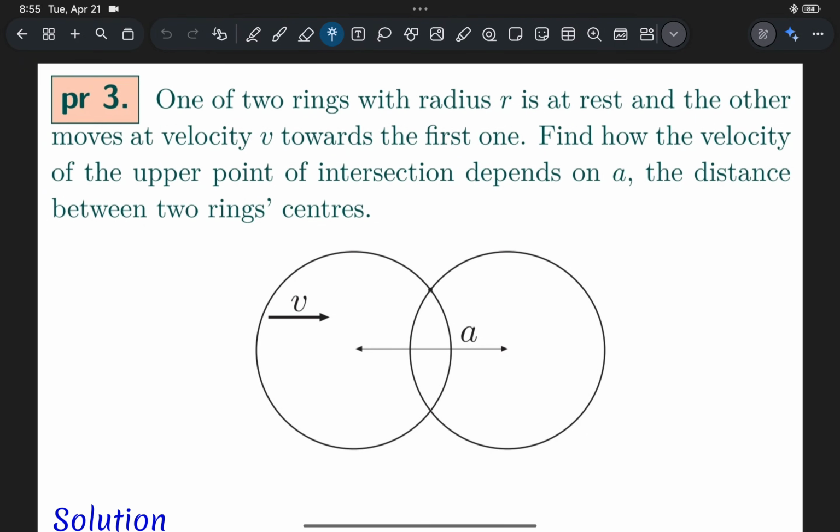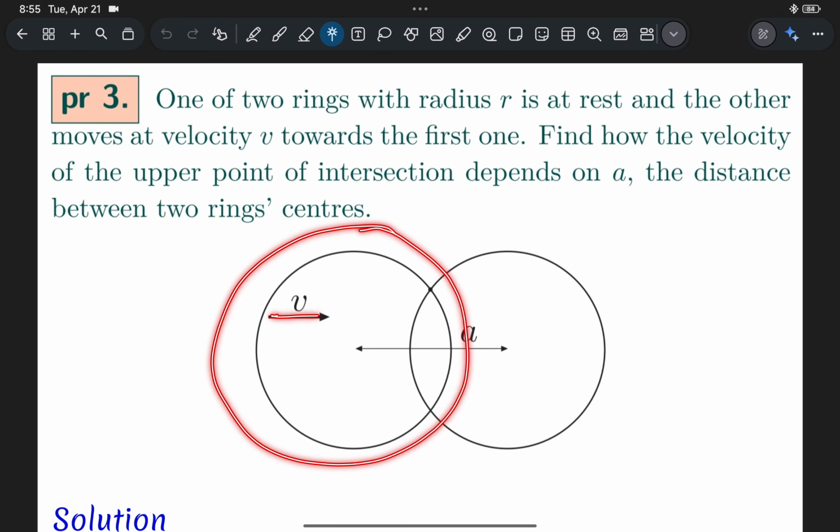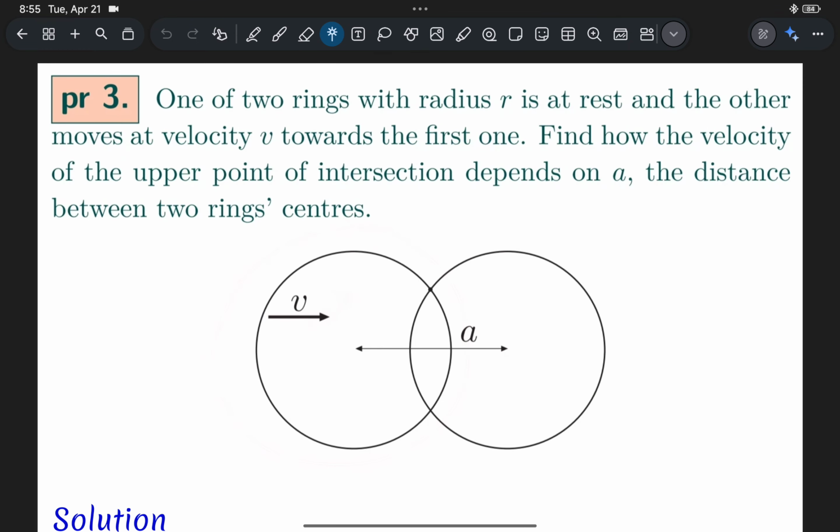Okay. In this video, we will discuss this question from Jaan Kalda, where there are two identical rings. Each one has radius r, and one of them is going towards the right side with velocity v. We have to find the velocity of this intersection point when the distance between the centers of the rings is a. So this distance is a. At this moment, you should find the velocity of this.